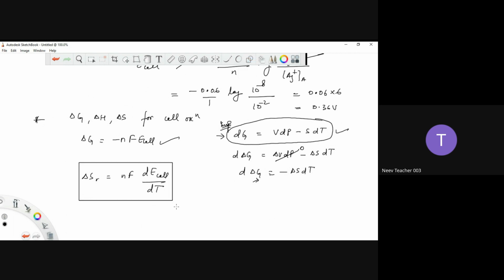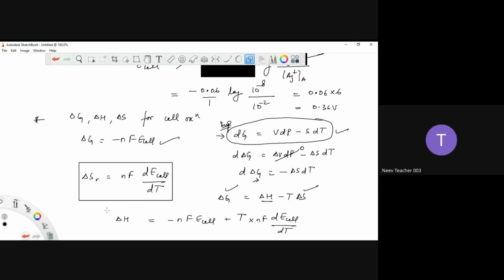Now, how are we going to calculate the del H? So there is one relation which is, if you remember, del G equal to what? Del H minus T del S. So you know del G, you know del S, you can calculate the del H. So again, I'm writing directly del H will be what? Minus nF E cell, which is del G, plus T nF d E cell over dT. That is also one formula.